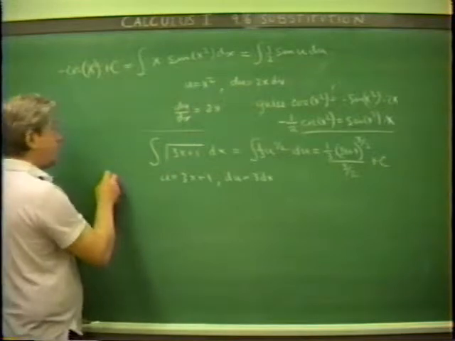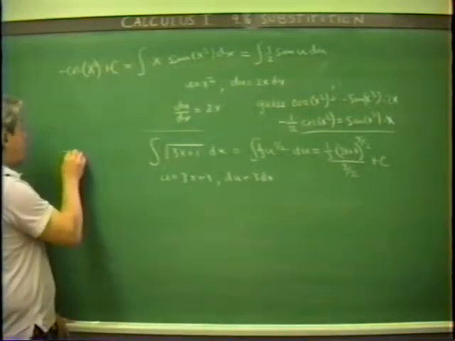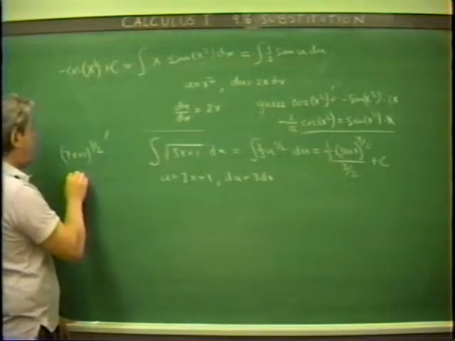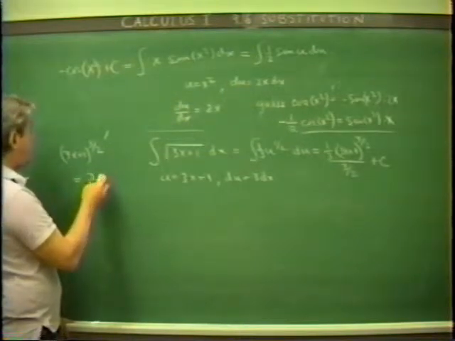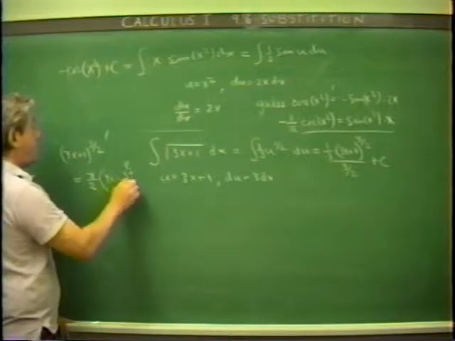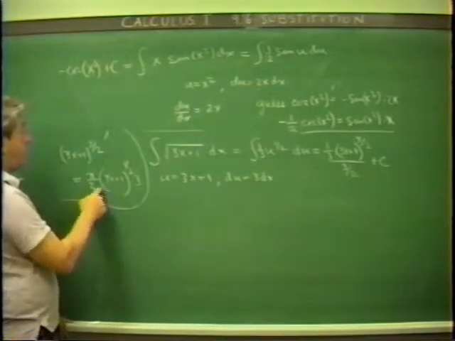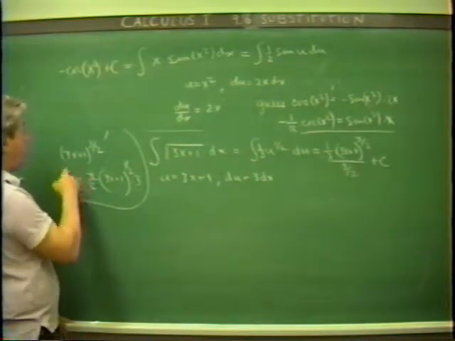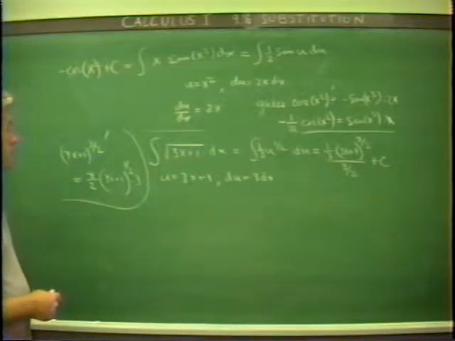Both this and the previous case are ones where you could perhaps make a good guess. That's to say, if you were to guess 3x plus 1 to the 3/2 power and differentiate it, you find the derivative is 3/2 times 3x plus 1 to the 1/2 times 3. This is just off by a constant multiple of what you want, and so you can correct it by multiplying by the appropriate constant.